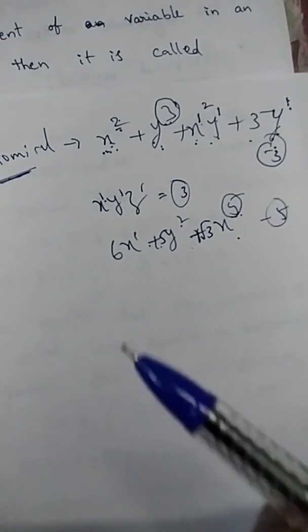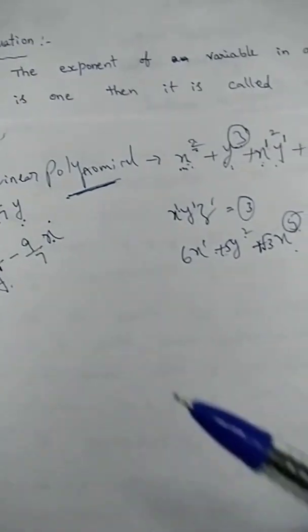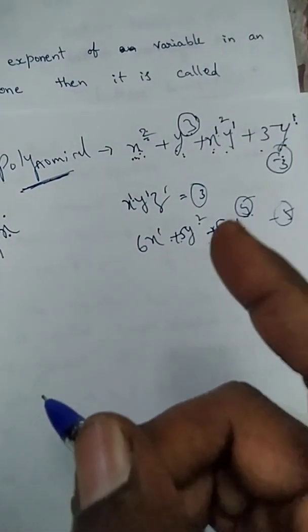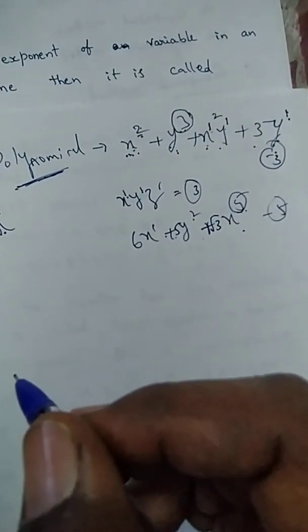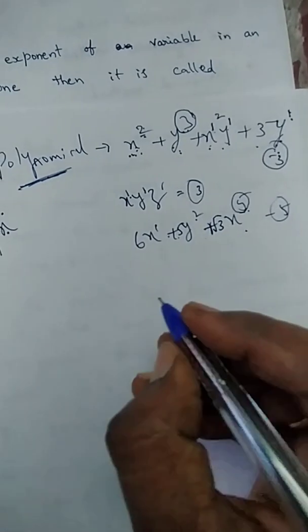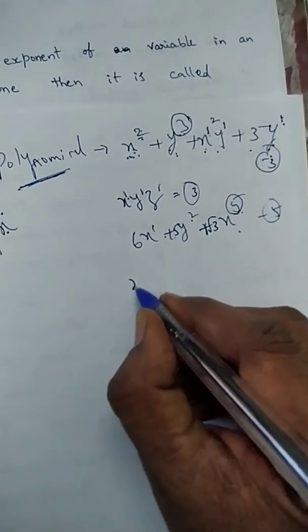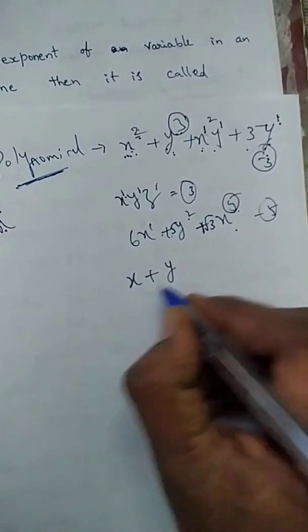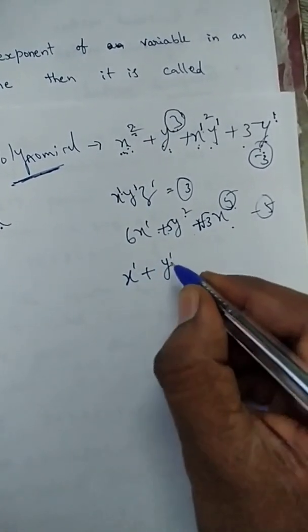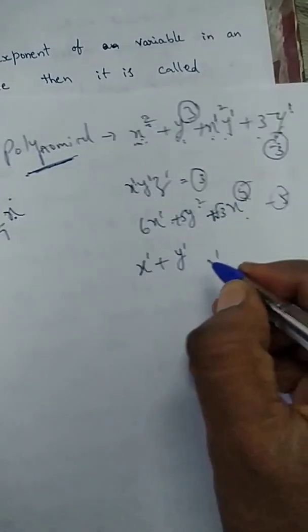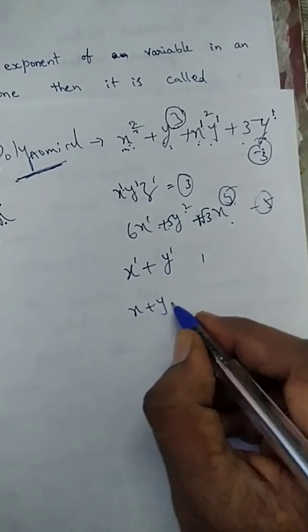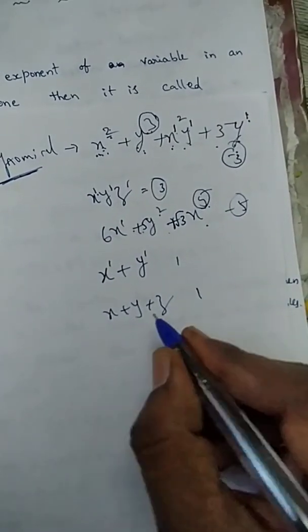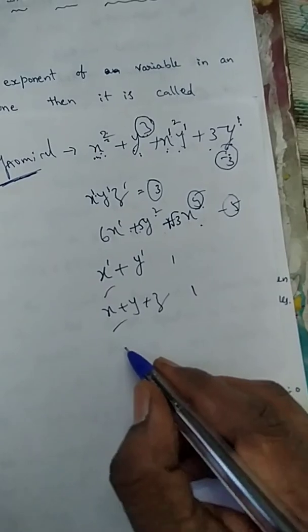Then coming to linear polynomial. The degree of a linear polynomial is always 1. A polynomial which has degree 1 is called a linear polynomial. So I am taking x plus y. What is the degree of this? Here it is 1, here it is 1, so the highest exponent is 1 only. Then x plus y plus z. What is the highest exponent of the variables? 1 only. Then automatically it is also a linear polynomial.